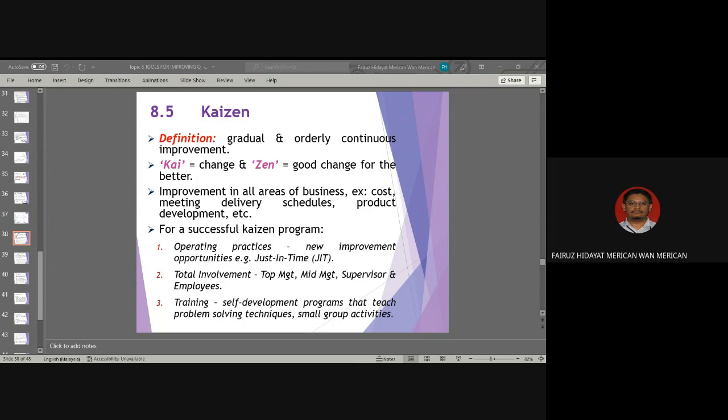So for a successful Kaizen program, it needs these three things: operating practices, new improvement opportunities. So like the just in time. There's no explanation here, so you can try to look up just in time. These are the operating practices that are in line with the Kaizen approach. Total involvement, meaning everyone in the company or organization will be involved in the continuous improvement process, from the top management, the mid-level management, supervisors, head of departments, employees, everyone. And training, where this involves the self-development programs or the self-improvement programs that teach problem-solving techniques and small group activities.